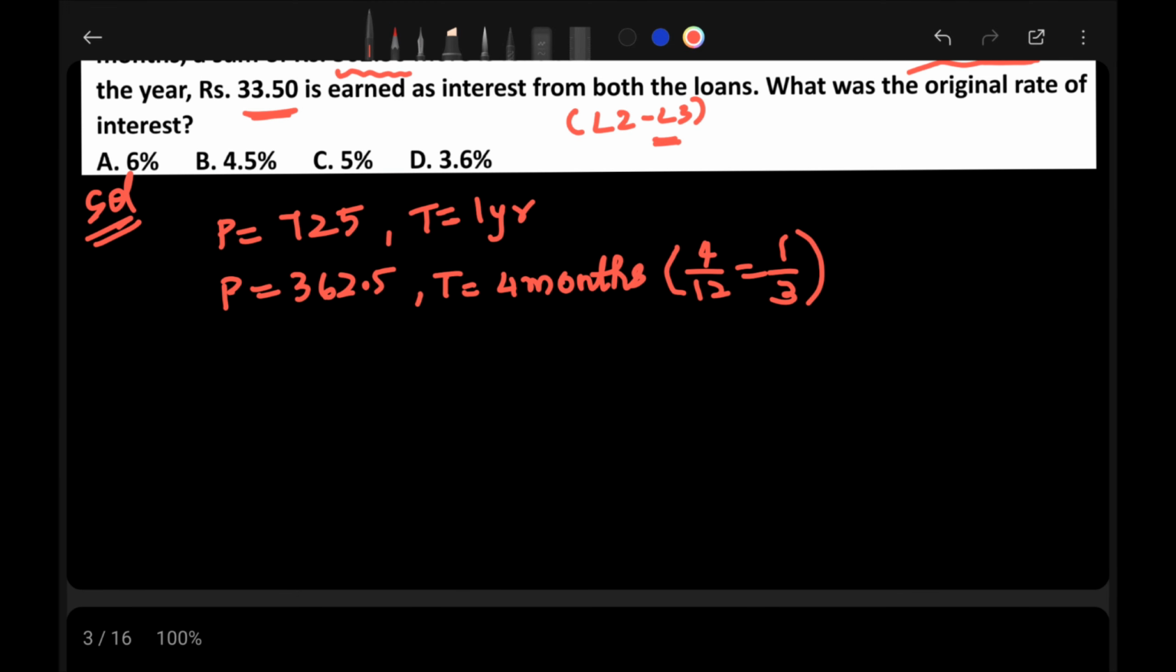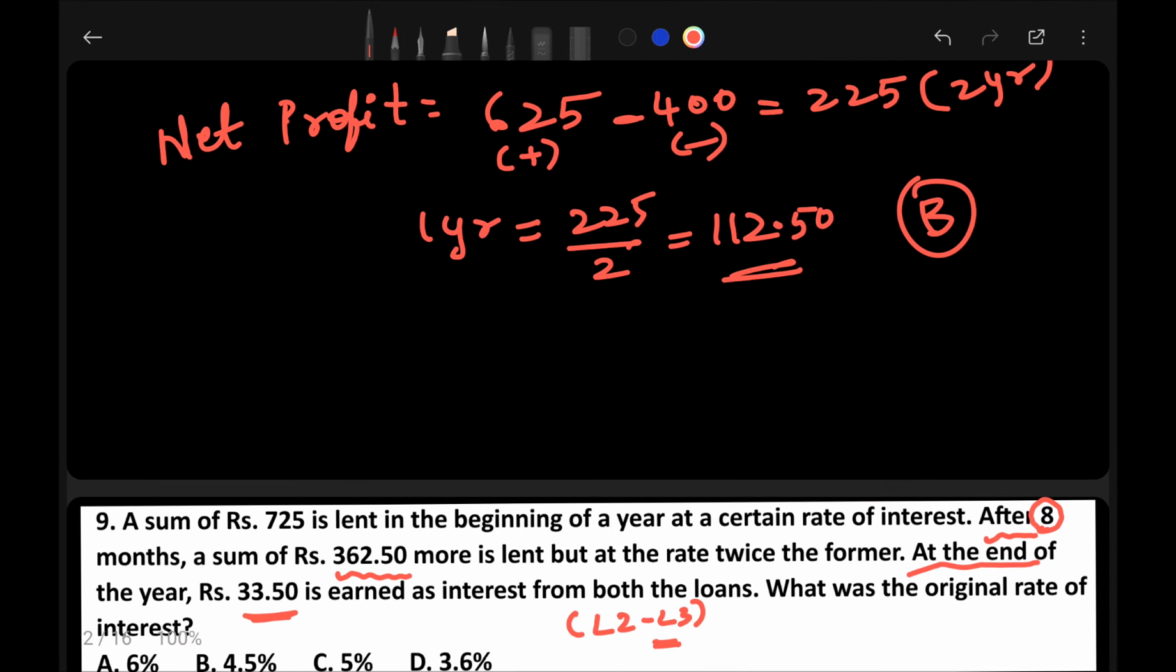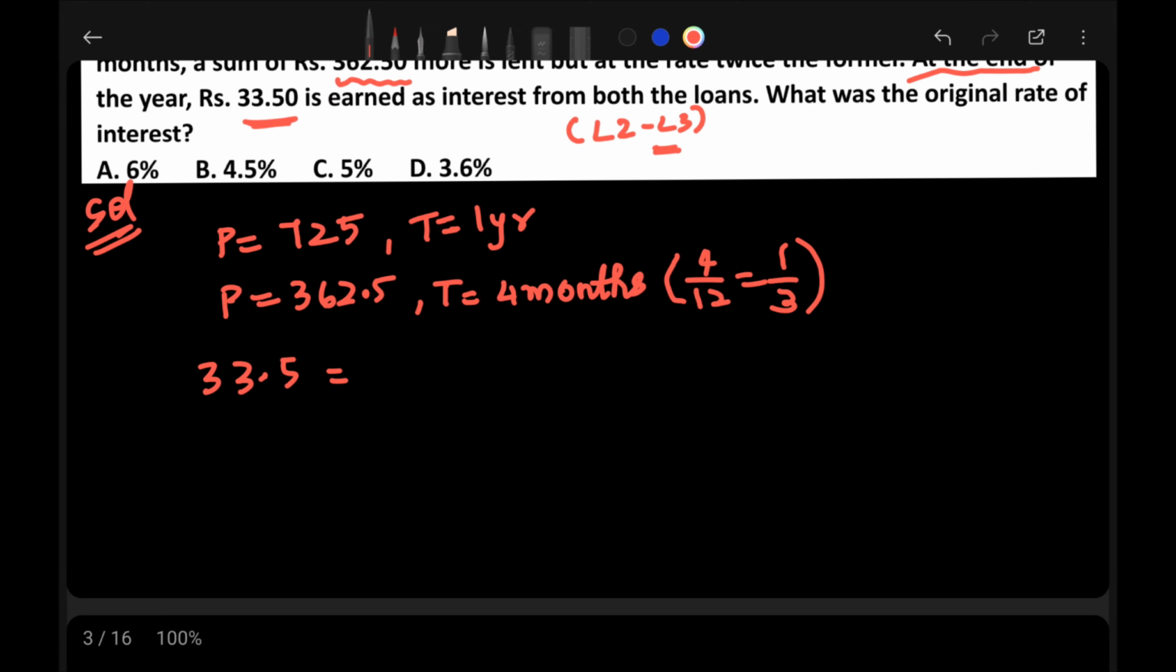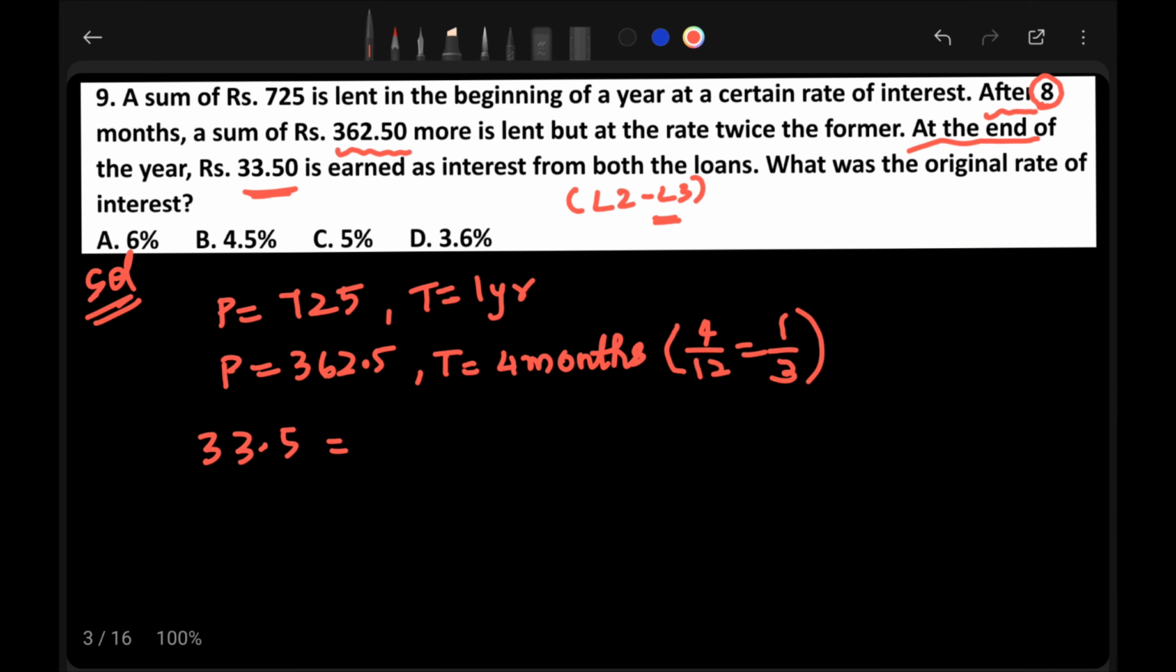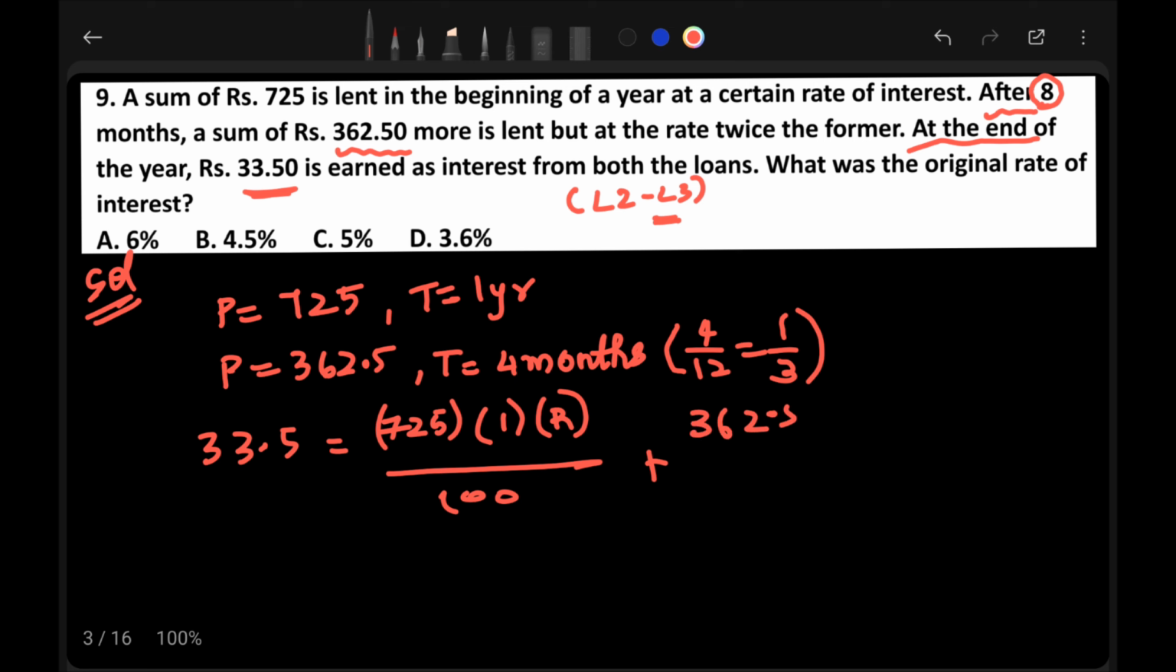Total profit 33.5 is equal to the initial amount. How much initial? 725 T R. This is what we need to calculate. Plus, second, 362.5 is the principal amount. And then time is 1 by 3 into rate.